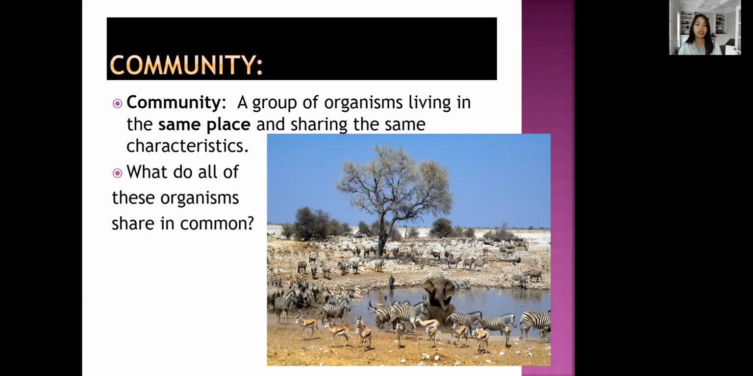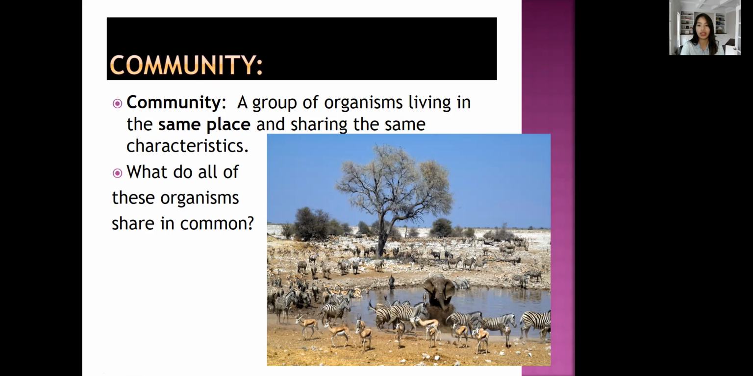A community is a group of organisms living in the same place and sharing the same characteristics. So when we say community, it refers to several populations that interact and inhabit a common environment. An example of that is in this area there are elephant, zebra, deer. There are different populations within an area. That is a community.